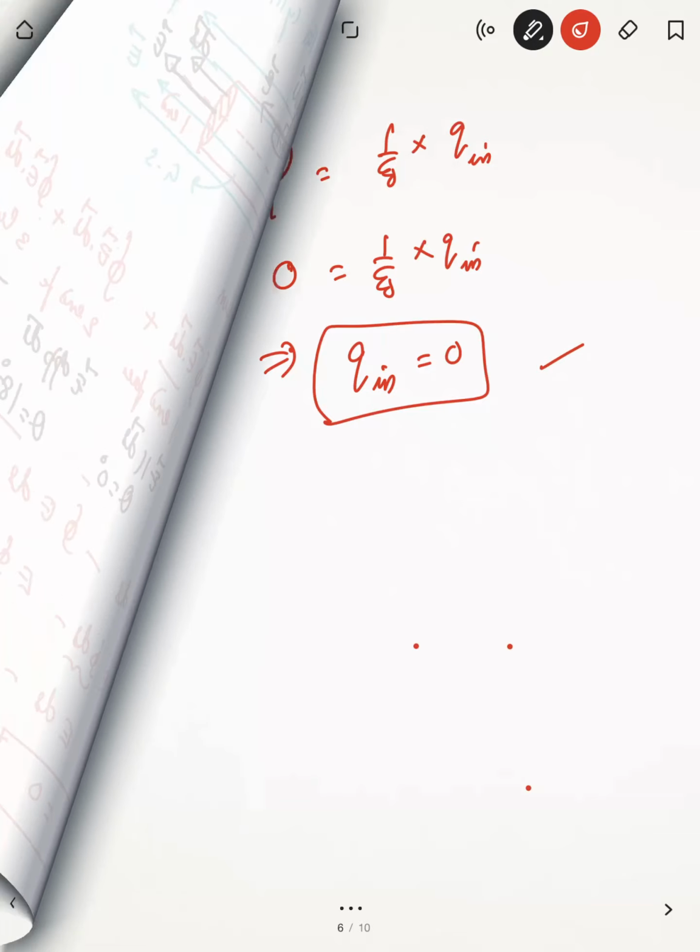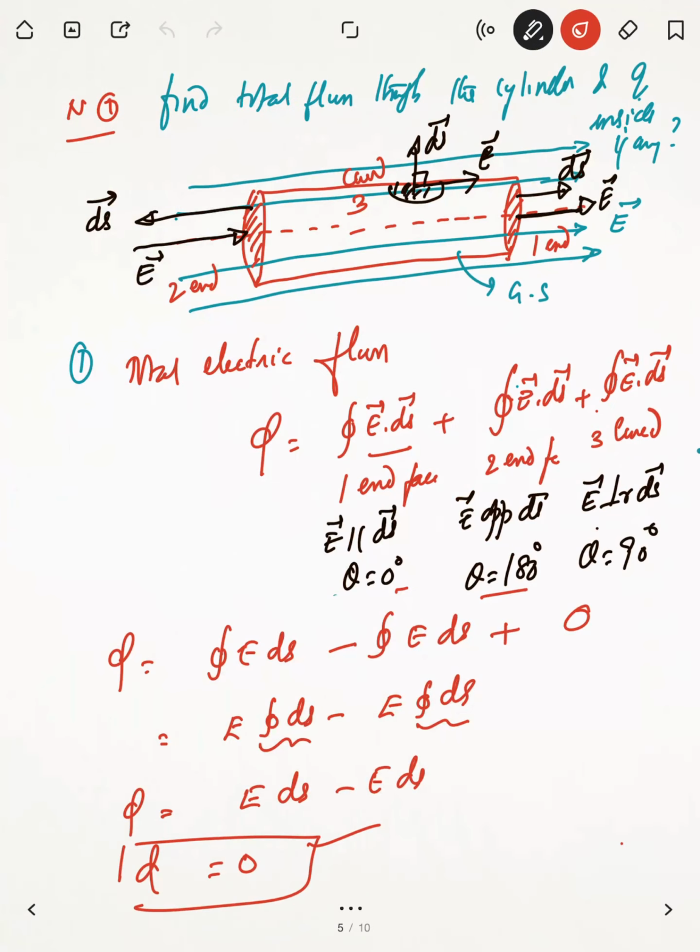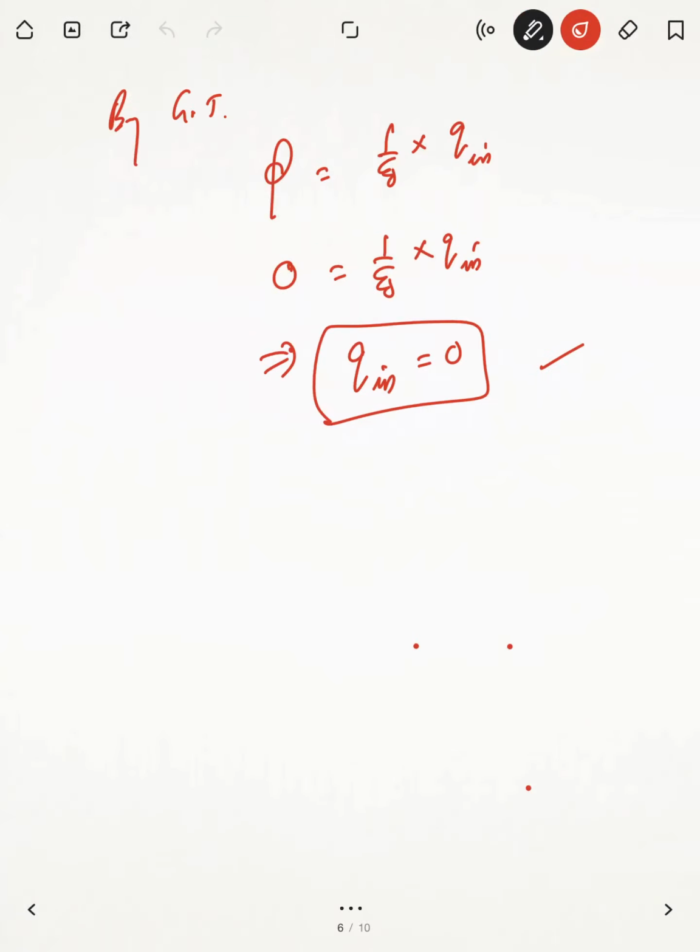So it is an important step. There are three steps here in this numerical. You can see a cylinder is placed in the uniform electric field. In the next numerical we see something different. That may not be a uniform electric field. Its value increases with the distance. So a similar numerical we will do tomorrow. So this is the case, and here total flux is equal to 0. If there is no total flux, charge inside the Gaussian surface is also equal to 0.